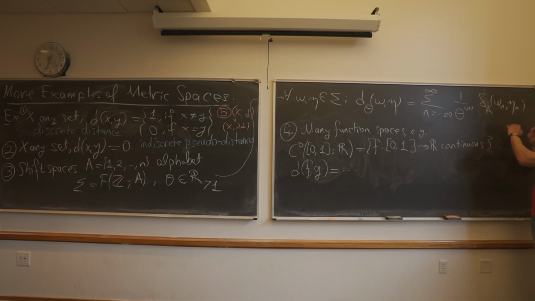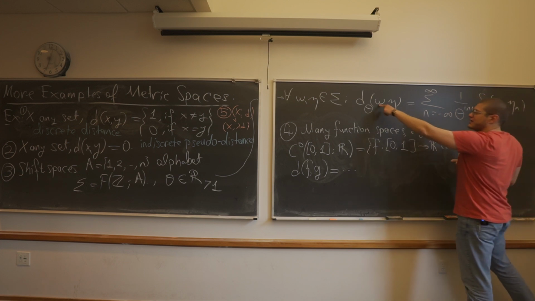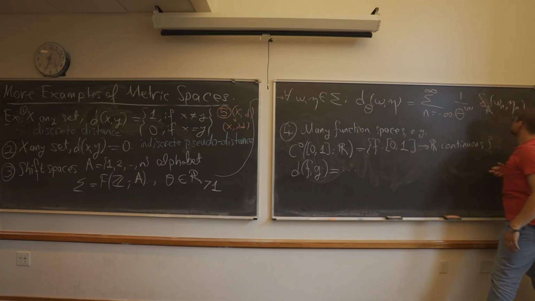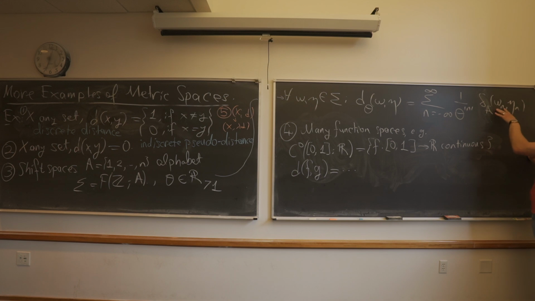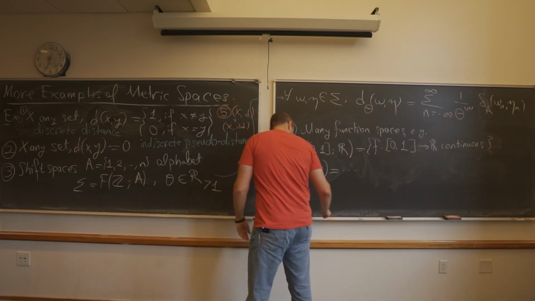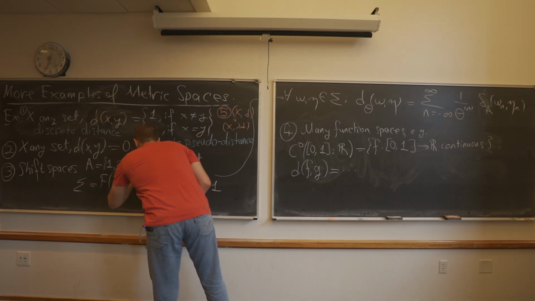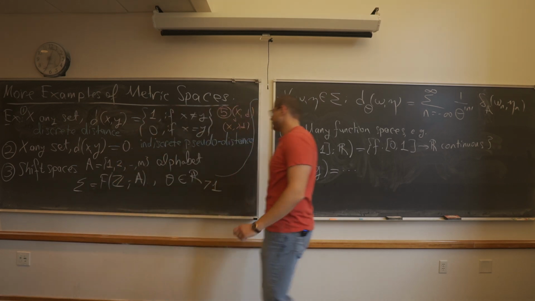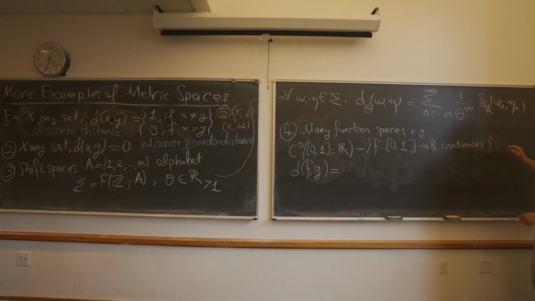And then what do I do? I look at the distance between these two symbols. So the nth symbol that I see in the omega sequence, I compare that value. Okay, so maybe I should use m there, actually. It's a different number. So here, omega n is a number between 1 and m, and so is eta n.